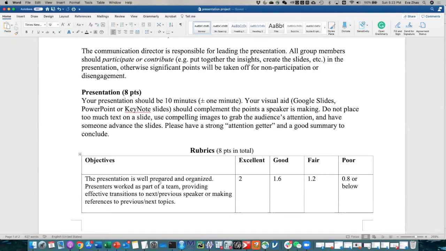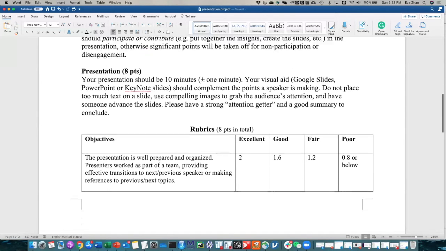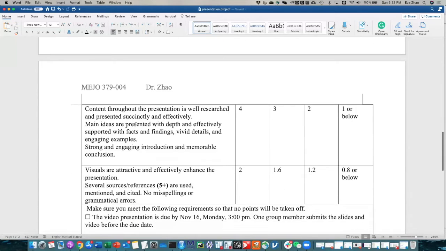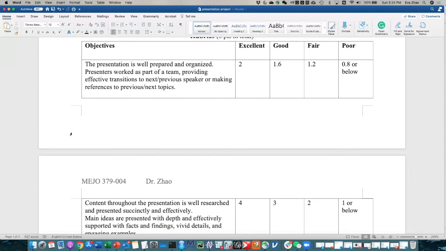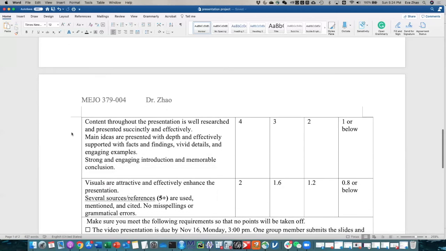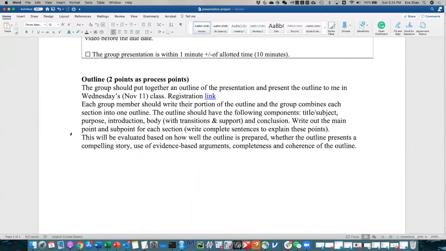Some other recommendations are to have a strong attention getter in the beginning and a good summary to conclude in the end. I recommend you go through all the requirements in the rubric so that you can perform well in this presentation. Meanwhile, there will be 2 points as process points here. You will present an outline of the presentation to me in Wednesday's class.